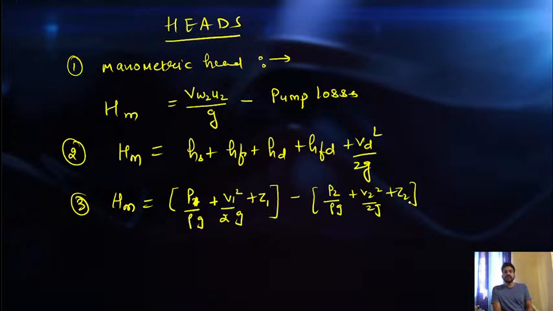Like V1 square over 2g, this is the kinetic head. I convert this kinetic head from the kinetic energy. So that kinetic energy value we require to pump up a liquid. So P1 over rho g plus V1 square over 2g plus Z1, what is this? These are the additions of three energies in terms of head: pressure energy, kinetic energy and potential energy. And these are in terms of head.